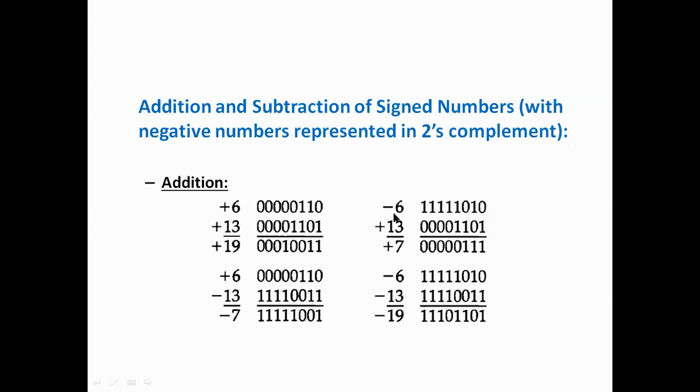We can take another case where the first number is negative and the second is positive, and the operation to be performed is addition. Since this is a negative number and we are representing negative numbers in 2's complement, we represent minus 6 in 2's complement. You take plus 6 and do a 2's complement on that, including the sign bit, and you get this. So this is minus 6 in 2's complement representation.